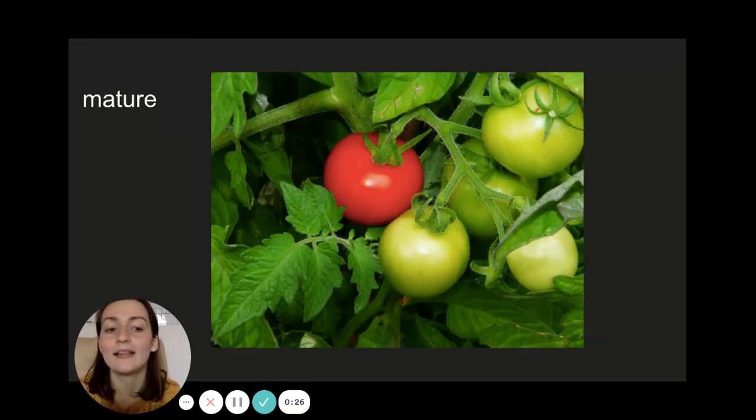Our second word is mature. Mature is to develop fully, so to grow into an adult or a full-grown animal or plant. Like this tomato is mature, right? It matured. See how it's red and it's ready to be picked?